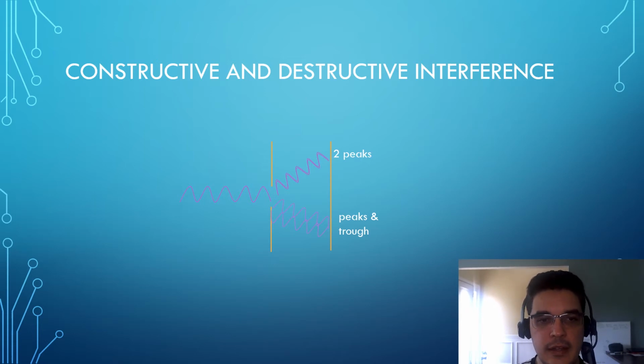When the light waves arrive on the screen out of phase, the waves have a peak and a trough. When this situation happens, a destructive interference or a dark spot is created. The amplitude of the light wave decreases under destructive interference, so lower wave amplitude produces darker spots.